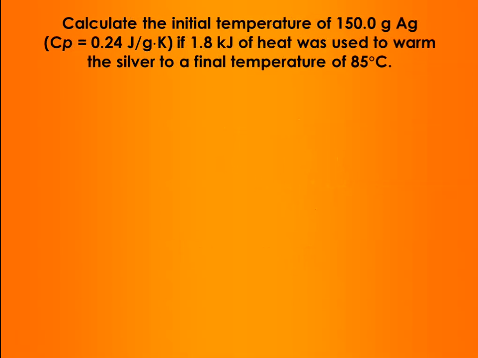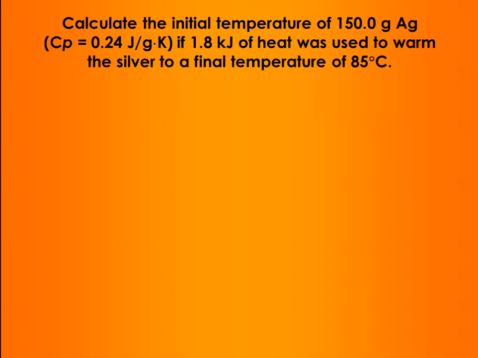This time I do want to calculate a temperature. It says calculate the initial temperature of 150 grams of silver. You have a Cp value of 0.24 joules per gram Kelvin, if 1.8 kilojoules of heat was used to warm the silver to a final temperature of 85 degrees Celsius.